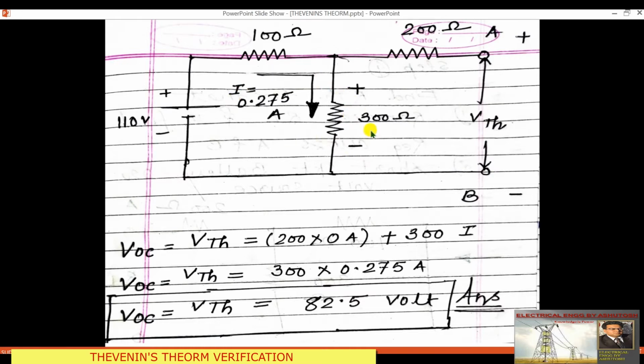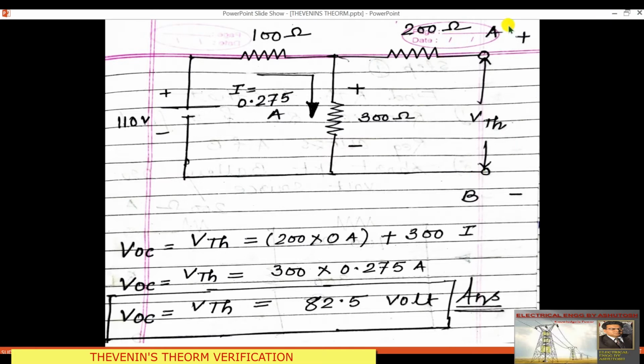So calculate the voltage drop across this resistance, because we have to calculate VTH, the open circuit terminal voltage across A and B. So we travel from A to B. This is our point A and this is point B. Let's start from this point and move from A towards B, along this short path, summing all the voltage drops.